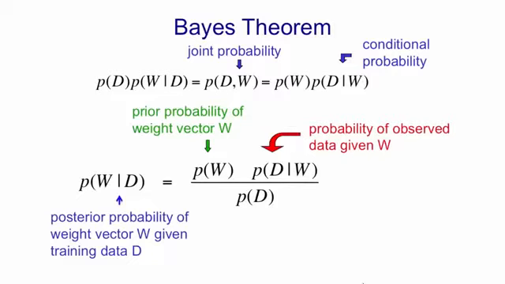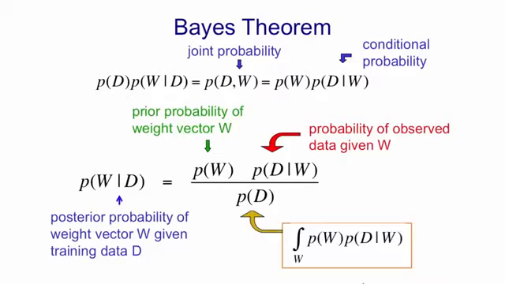And that has to be normalized by P of D, the probability of the data, which is simply the integral over all possible values of W of P of W, P of D given W. The bottom line needs to be the sum of the top line over all possible values of W in order for this to be a probability distribution that adds to 1.